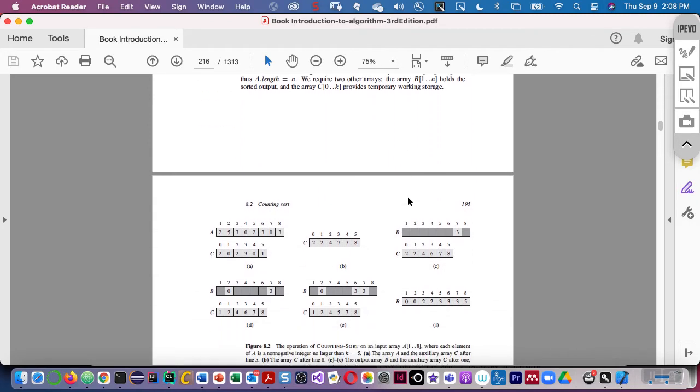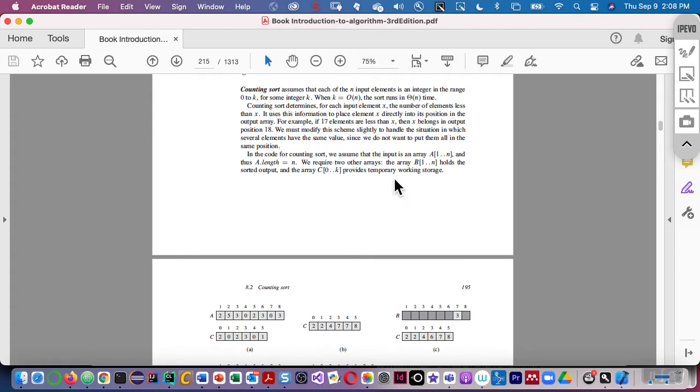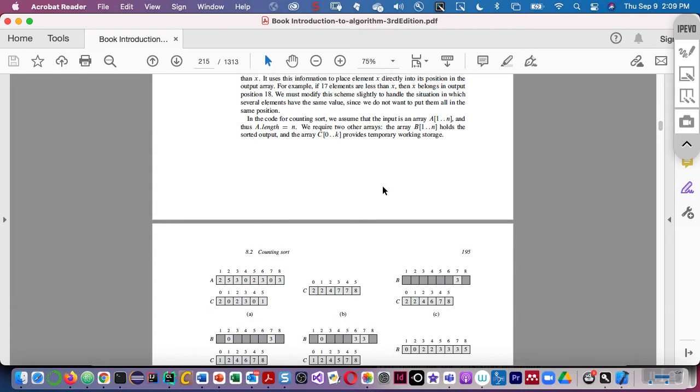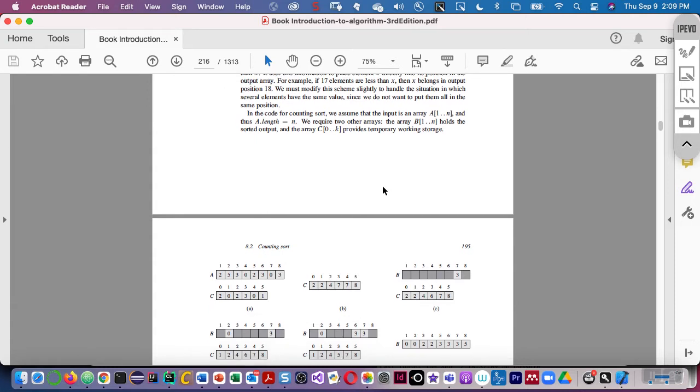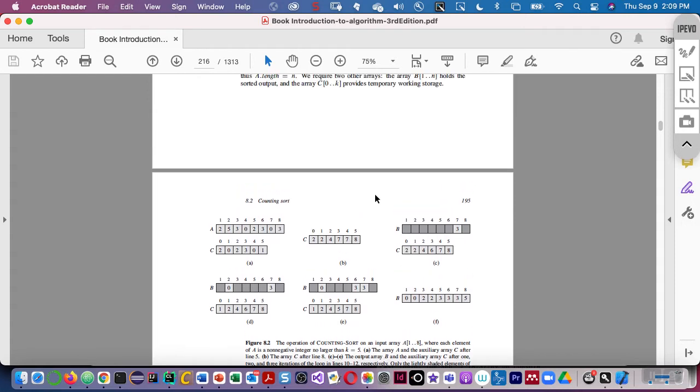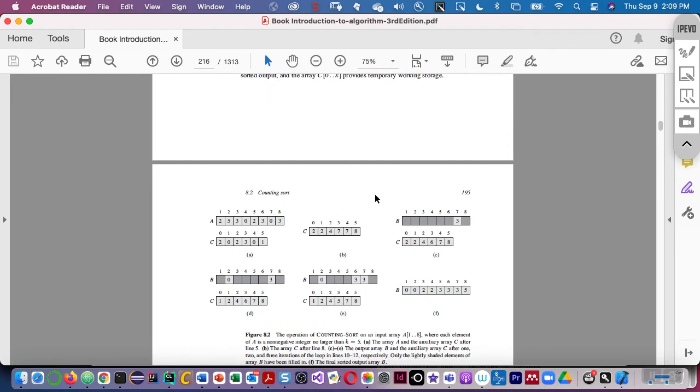Maybe I gave you a task, maybe not homework, a task to read this. How many of you had a chance to read the counting sort? Yeah, I read. You understand? Okay, that's good. This is the foundation, this is the base. If you understand this one, then the other two are easy.